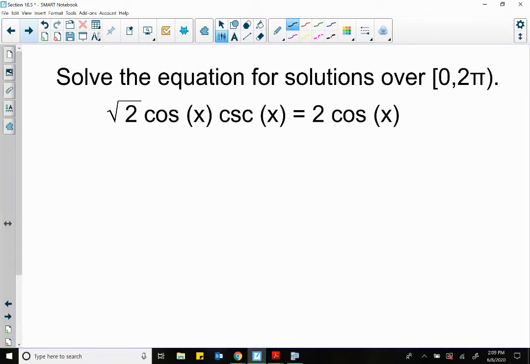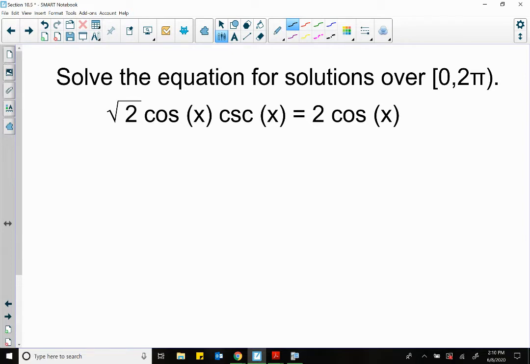Let's talk about this one. Notice that you have more than one piece of information to deal with. You've got cosine and you've got cosecant. You can try changing this into something else, but it's not going to work. You could try changing this into 1 over sine x and then multiplying everybody by sine, but that's not what they want you to do.